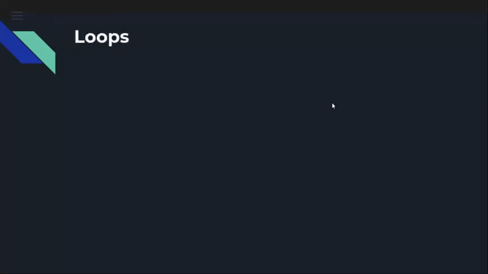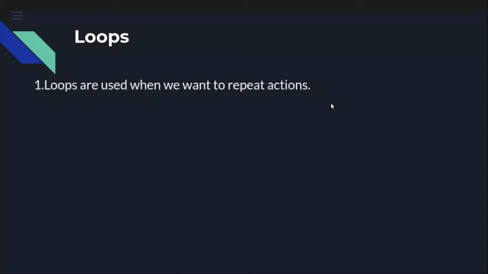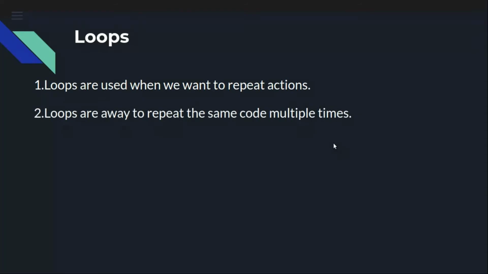Loops. So what do you mean by loops? Loops are used when we want to repeat an action. If you want a piece of code to repeat a number of times, then you have two options. Either you write the same piece of code that number of times, or you use loops. In that situation, you just write the code once and it will run the number of times you want. So loops are a way to repeat the same code multiple times. Let's see how it works and what the different types of loops are.